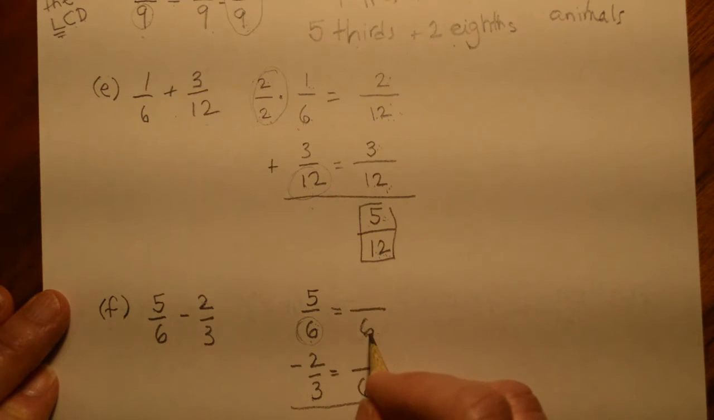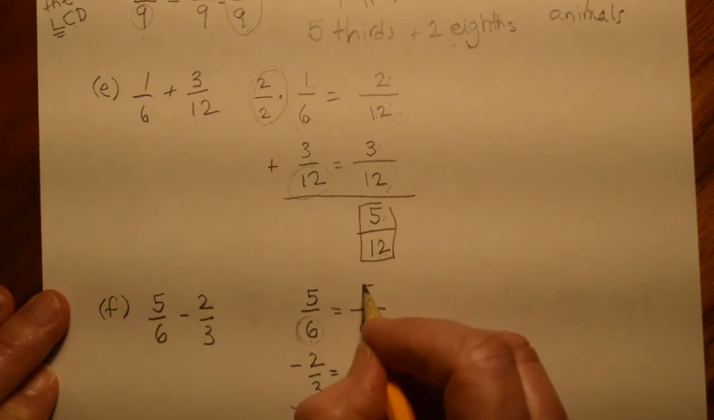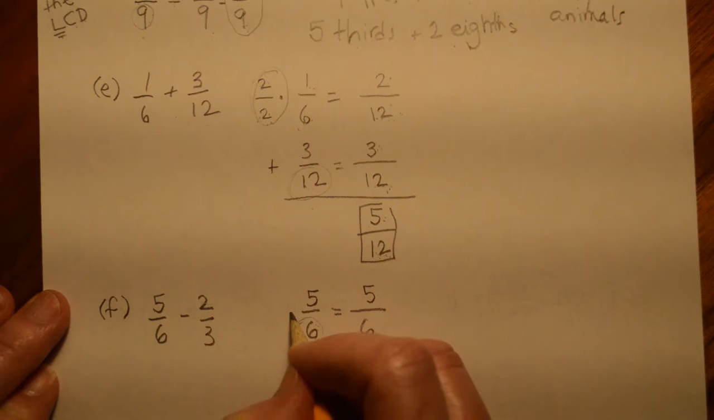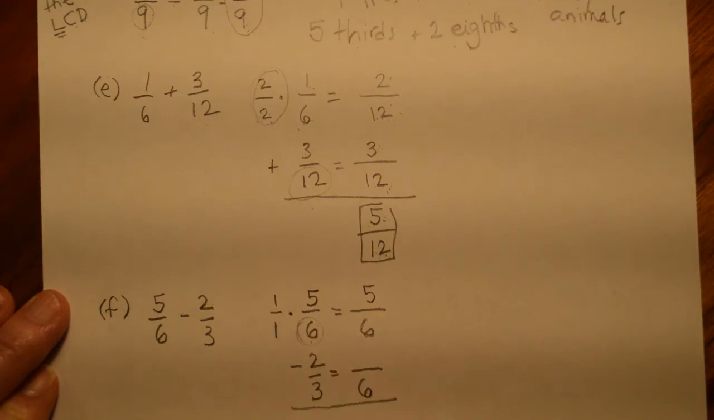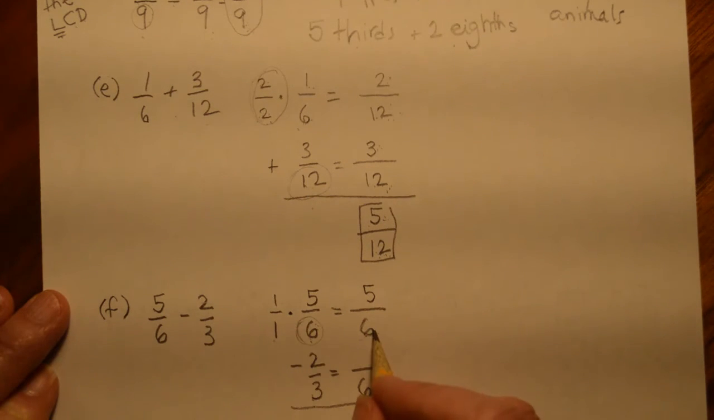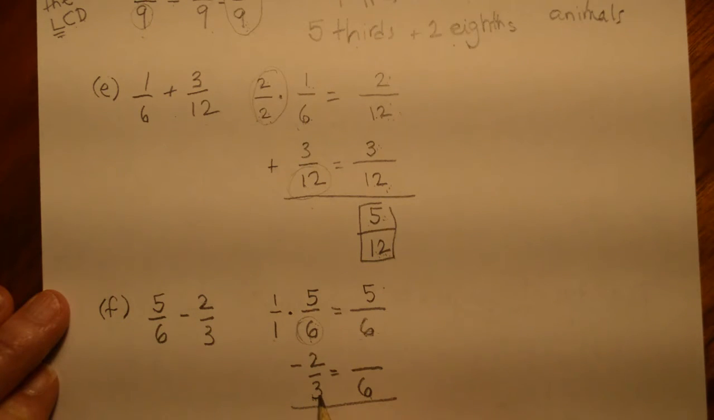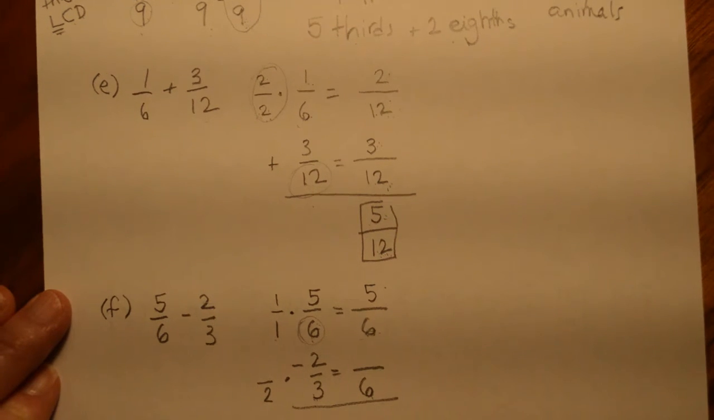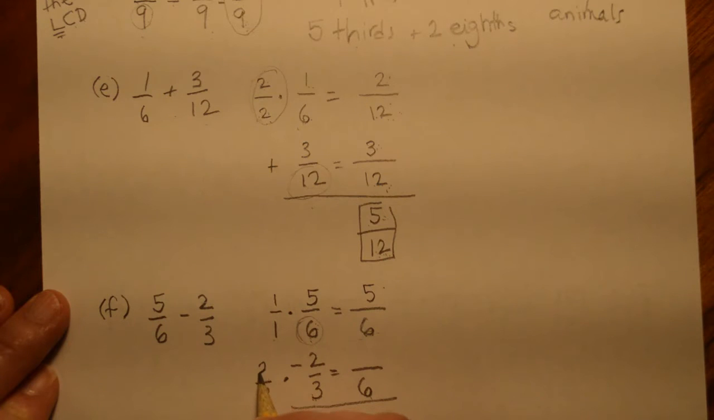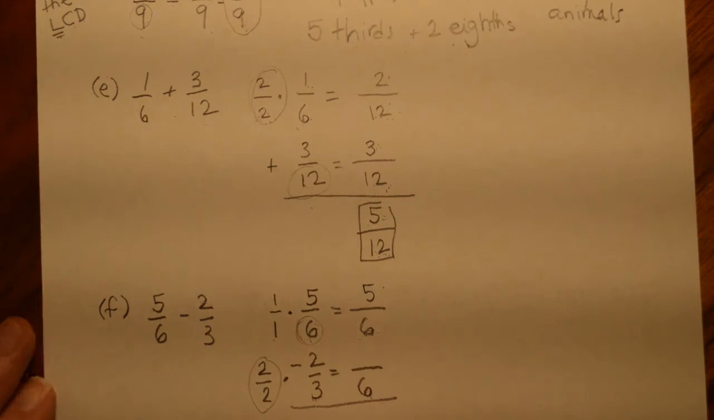Okay, so 6 is already a 6, so I don't have to do anything to the numerator. It stays the same. If you want, you can think of it as just multiplying by 1 over 1, because 1 times 6 keeps the 6, and then 1 times 5 keeps the 5. In the denominator here, I have a 3. I want a 6. So what I need to do to the 3 in order to get an equivalent fraction that has a denominator of 6 is multiply it by 2. And then I have to do the same thing in the numerator, because again, I can only ever multiply by a 1.